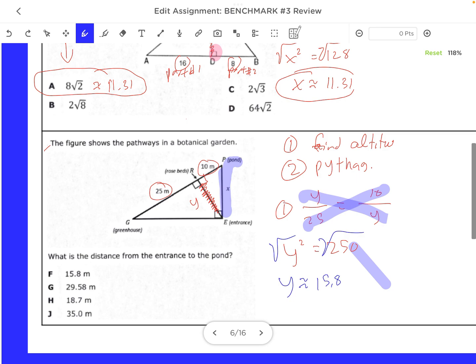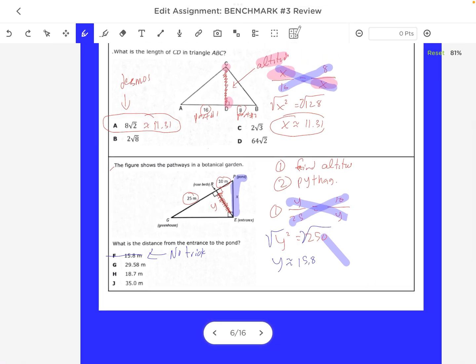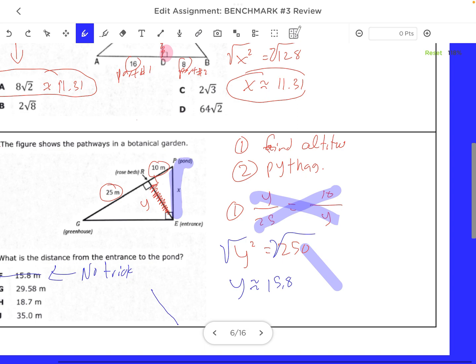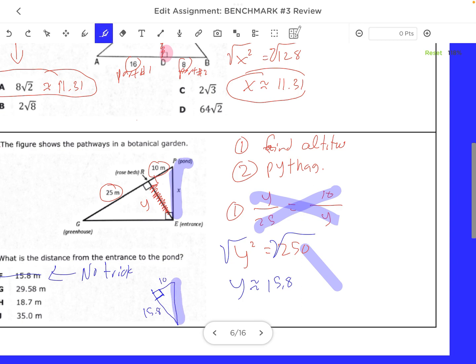Okay, but that's not our answer. So this is a trick question. That's not correct, right? That's if we weren't paying quite as much attention as we needed to. Now that we know that, let's think about that. If you think of it like this, we said that's 15.8, and this is 10. So now we just need to figure out this, that's our x. So that's our hypotenuse, right?